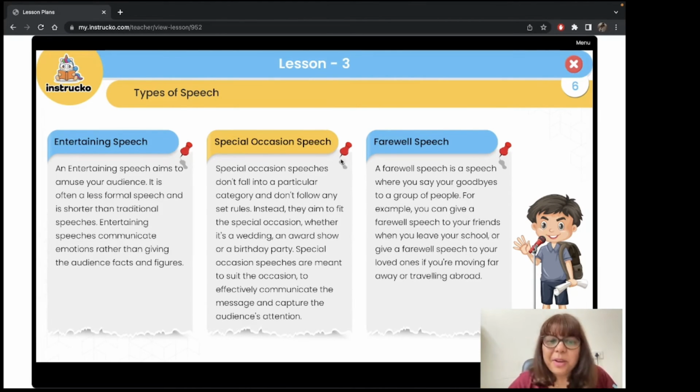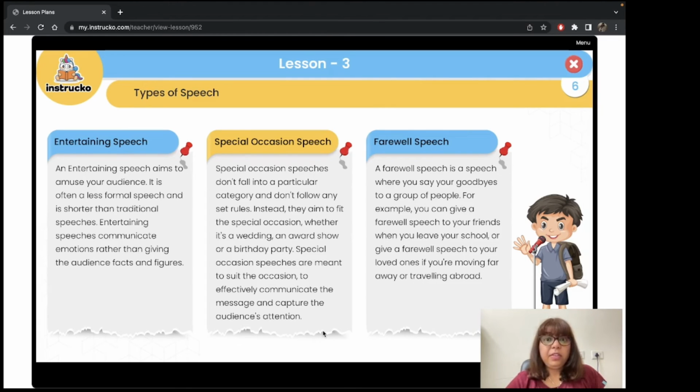Now, a special occasion speech. A special occasion speech doesn't fall into any particular category, and it does not follow any set of rules. Instead, they aim to fit the special occasion, whether it is a wedding, an award show, a birthday, or any different kind of party. Special occasion speeches are meant to suit the occasion, to effectively communicate the message and capture the audience's attention, okay?